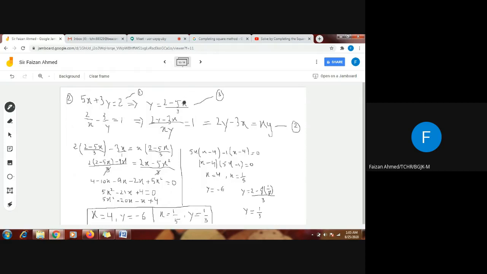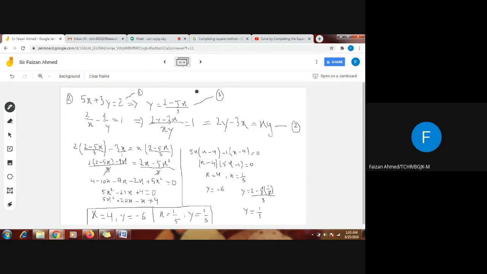Now I have my two values of x, so I will put them one by one in equation number 3. This is my equation number 3. When I put x equals 4, 5 times 4 is 20, 20 minus 2 will be 18, and 3 times 6, so minus 6 will be the value of y. And when I put x equals 1 upon 5, this 5 and this 5 will cancel out. 2 minus 1 will be 1, and 1 upon 3 will be the answer for y.